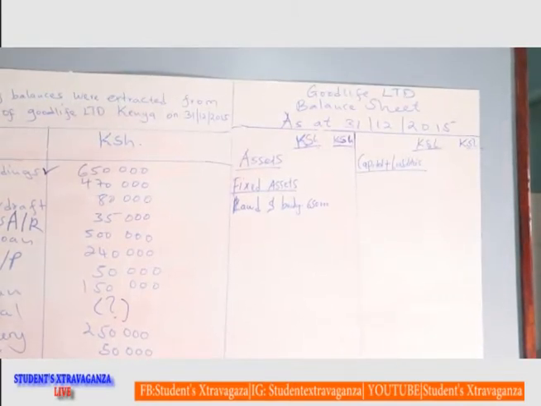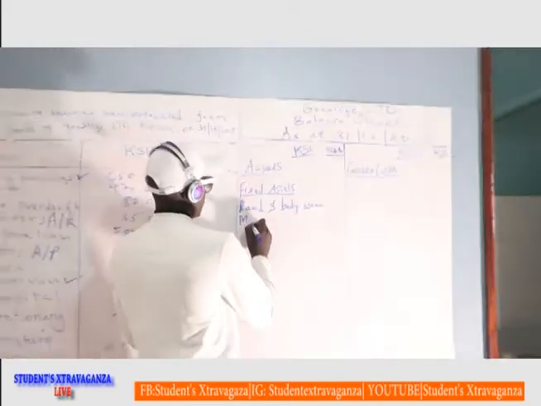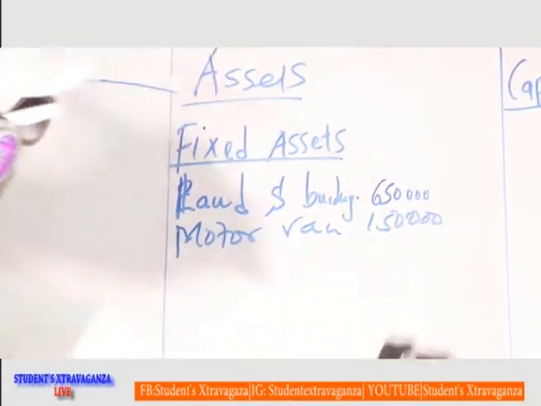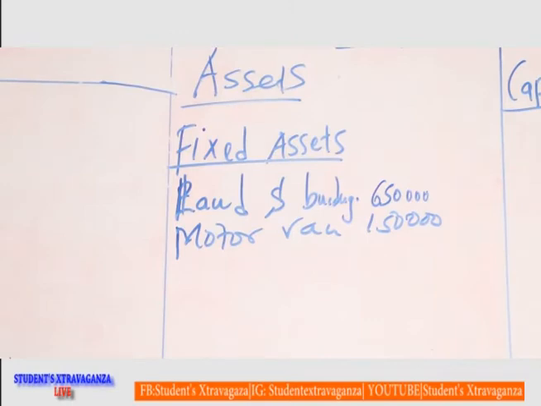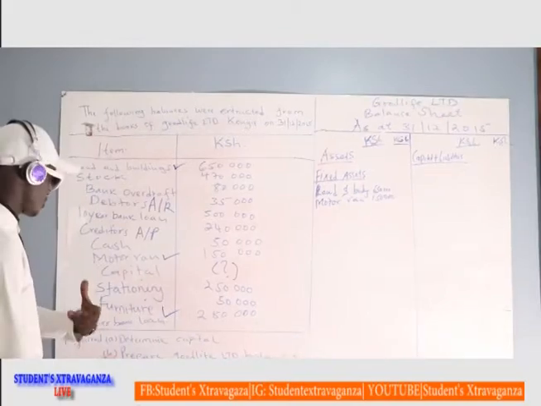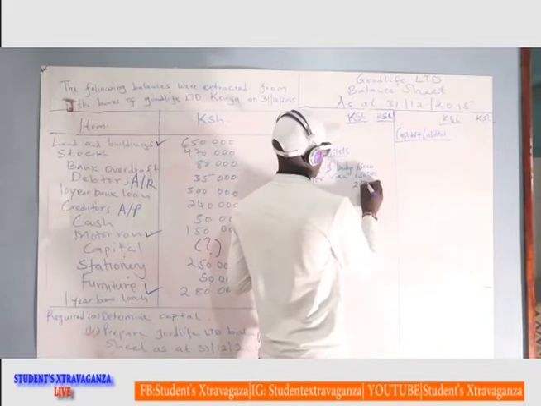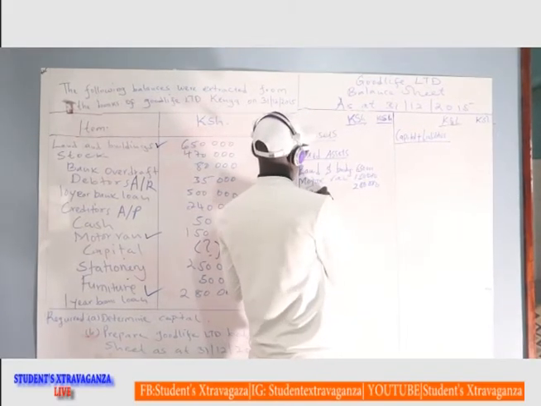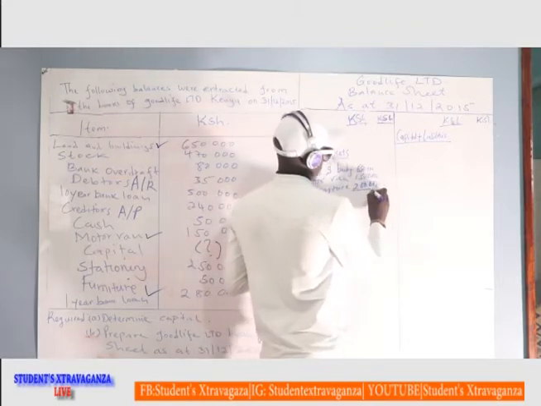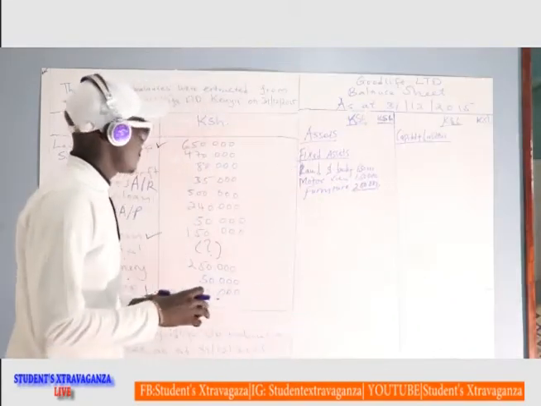The second fixed asset here is motor van, 150,000. Then we have furniture. Furniture, you cannot easily convert it to cash in the next year. It's called a fixed asset, 280,000. Then the total of our fixed assets will transfer to the second money column.